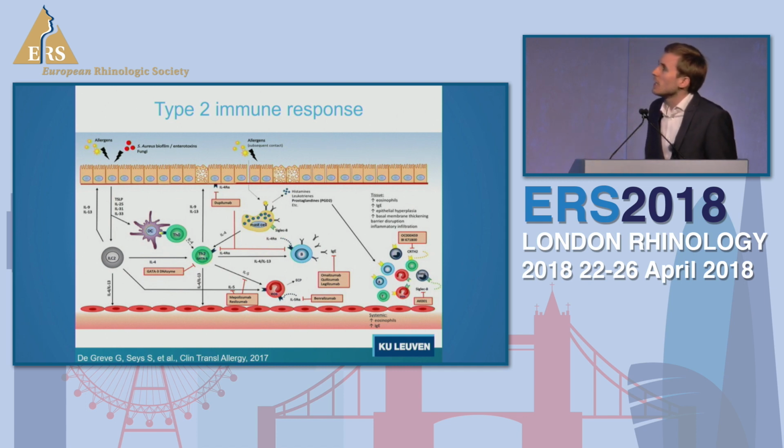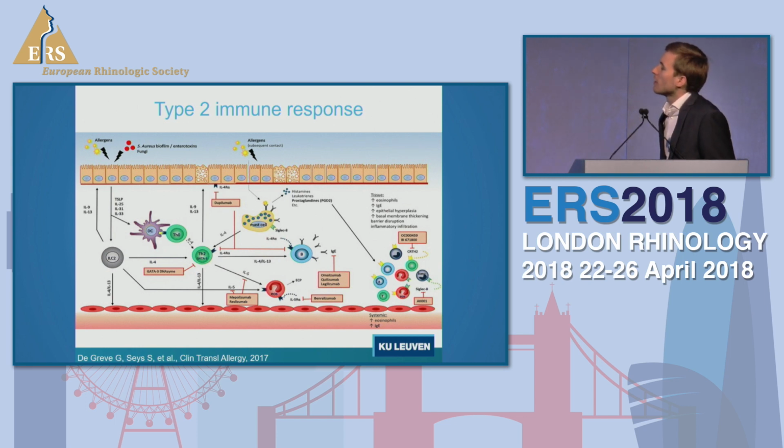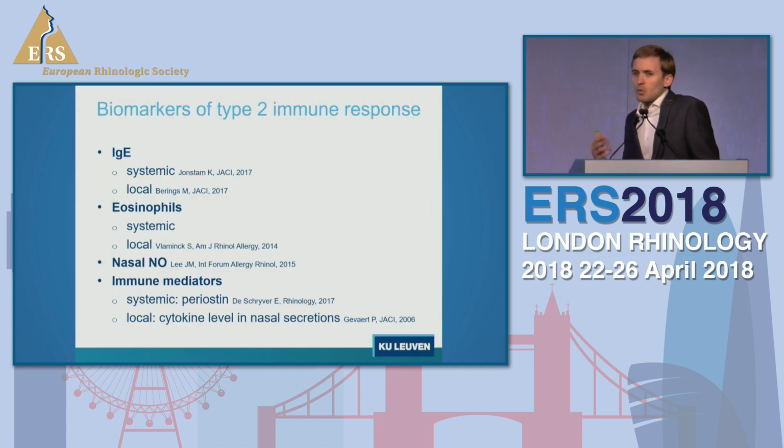So very quickly here, we have this type 2 immune response, so many possibilities, many biomarkers that can be identified. But again here, we need to validate the findings that we have. We have IgE, eosinophils, nasal NO, and some immune mediators, for which we have already some preliminary proof that these could be potential biomarkers that are easy to detect.